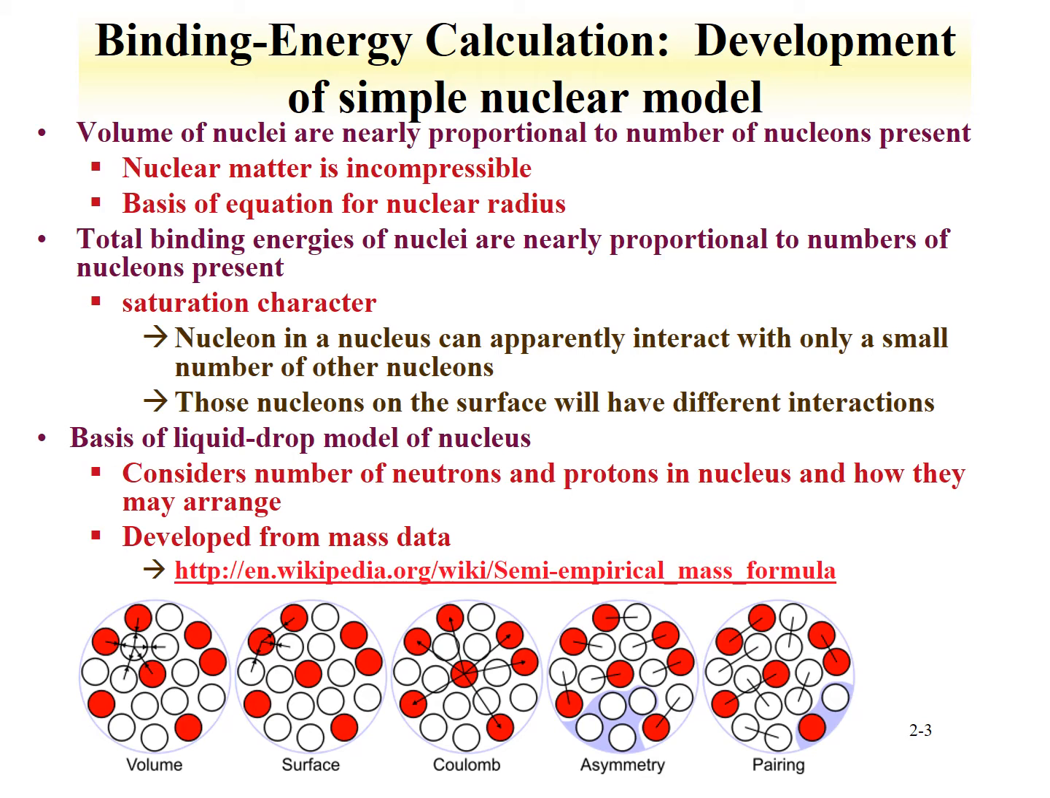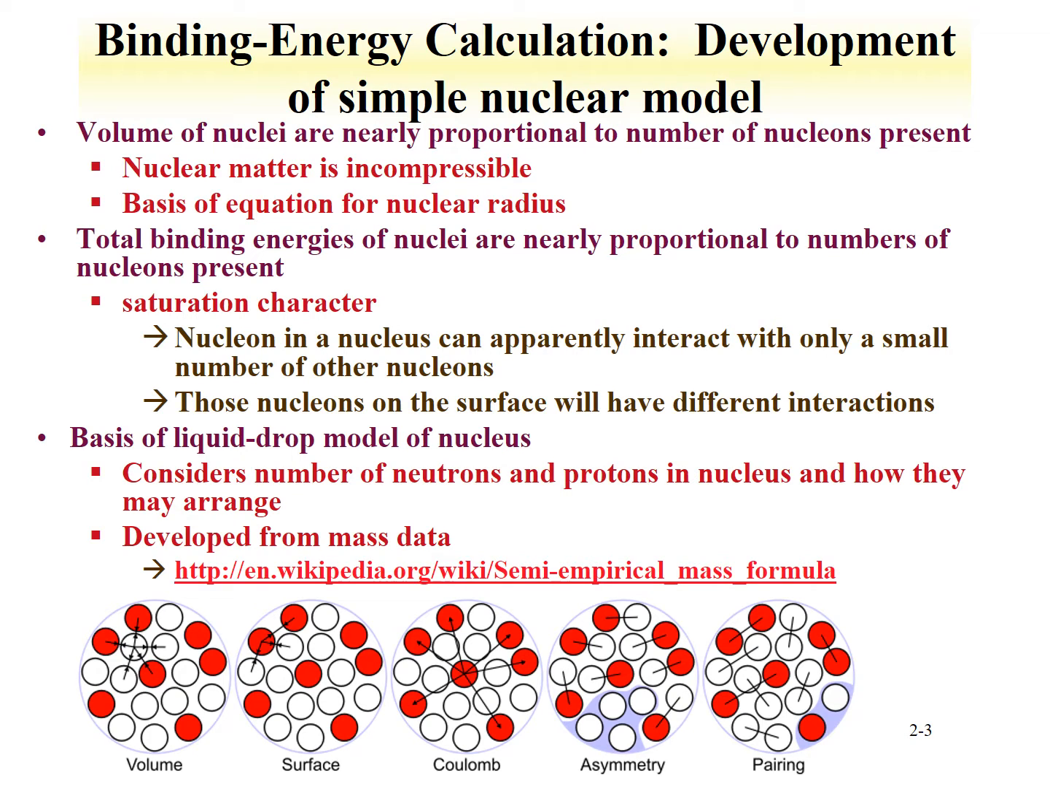Nucleons that are saturated, that have other nucleons around them, will have a different characteristic than those on the surface, because the surface nucleons don't have other nucleons around them at the surface. So we'll need to consider that term. All these together are the basis of the liquid drop model. It considers the number of protons and neutrons in a nucleus, and how they may arrange and interact. And if we're going to talk about the liquid drop model of the nucleus, we tend to think spherical.